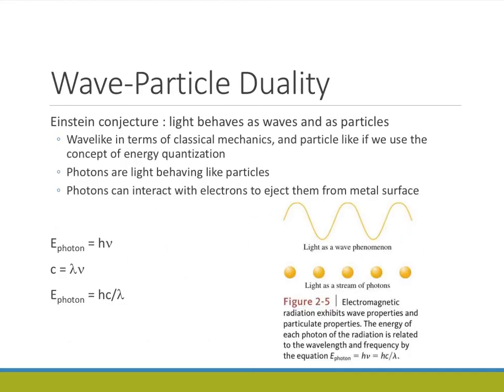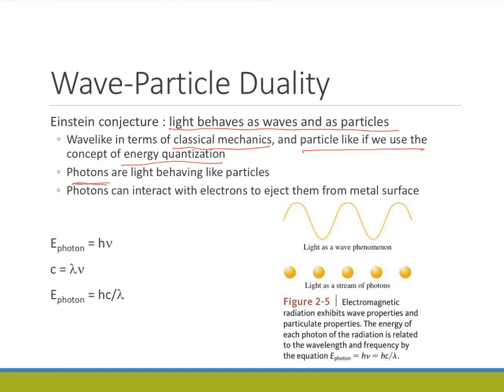Now, this was all solved by good old Albert Einstein. And this is actually what Einstein won his Nobel Prize for, his work on the wave-particle duality of light and the photoelectric effect. So his conjecture was simply that light behaves as waves and as particles, that it does both. It's wave-like in terms of things where we want it to behave as a wave, classical mechanics, and it's particle-like if we use the concept of quantization of energy.